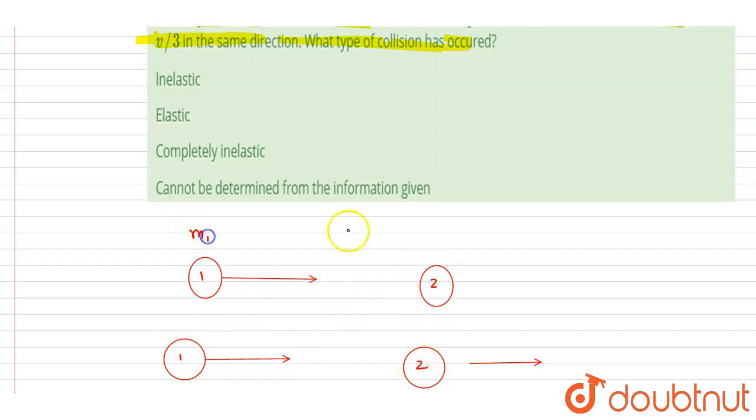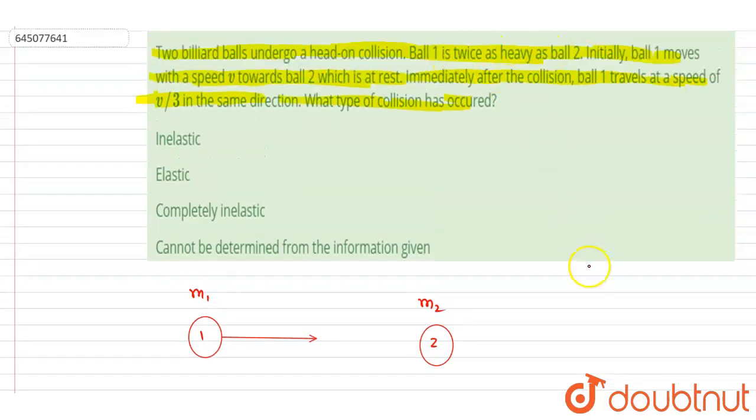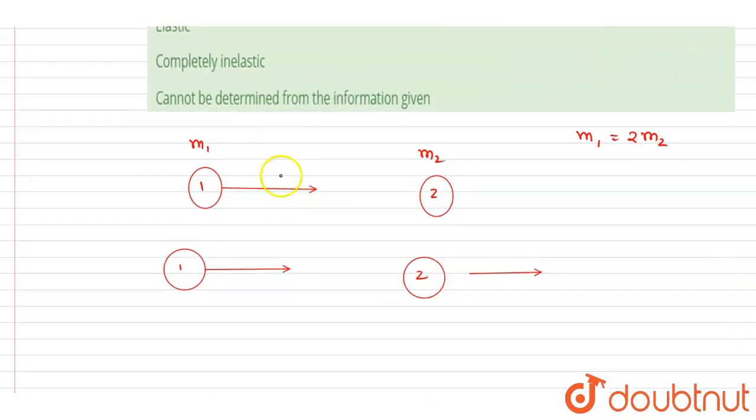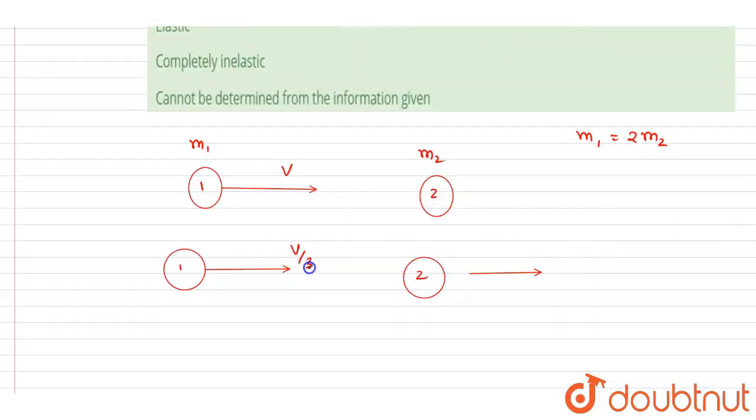It is said here that m1 and m2 are related like m1 mass is twice of m2. Twice as heavy as ball 2. So initially it was moving with velocity v, then it will move with velocity v by 3, and this is, let's say, v0. So I will write down the initial momentum. It is m1 into v, and the final momentum, you can see m1 is moving with velocity v by 3 and m2 is moving with velocity v0.